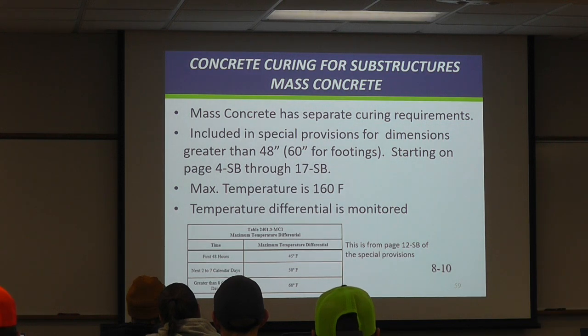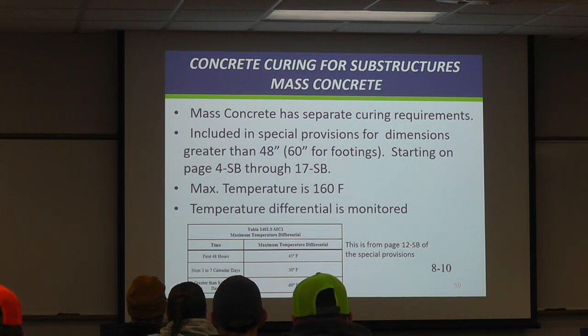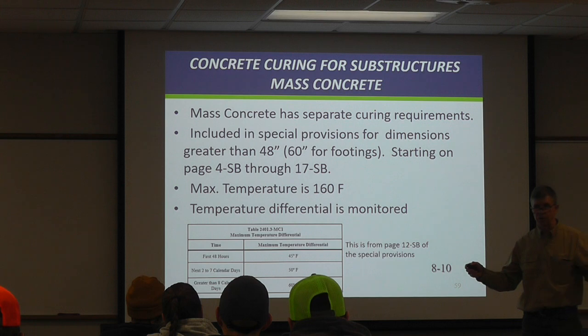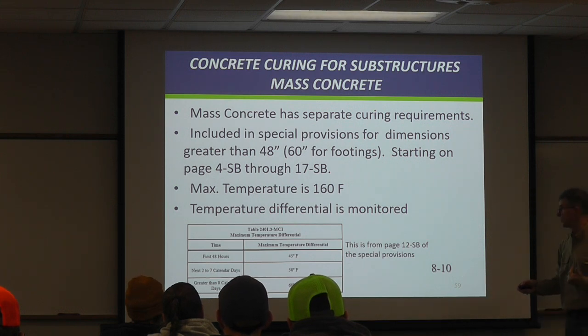And so we want then, within the first 48 hours, the temperature differential to be 45. As it starts to gain strength, we say you can get a little bit higher differential. So that's what we need. Also in the plans, if we have the recent plans, they would show a little M for mass concrete. So when we get those, we will also.